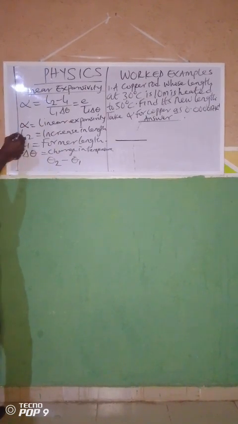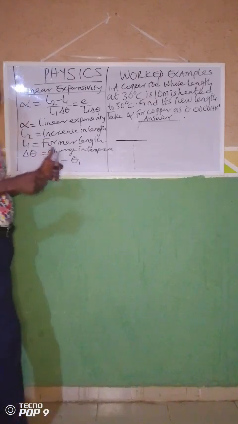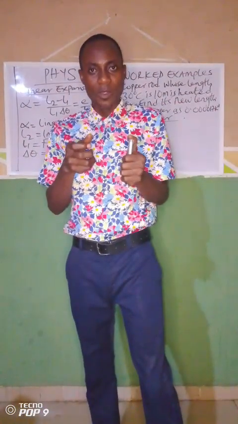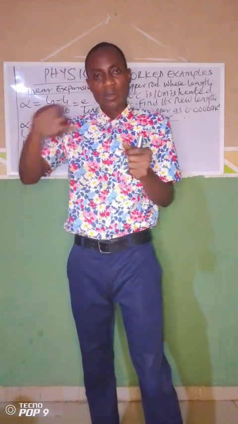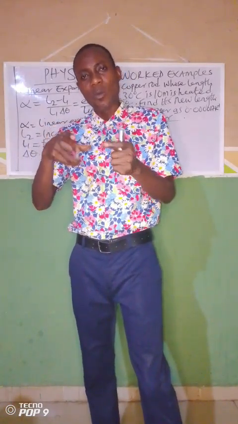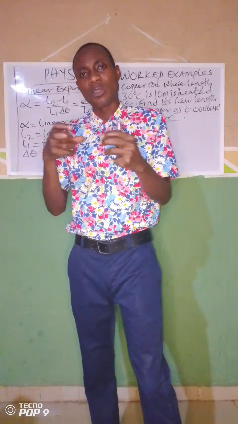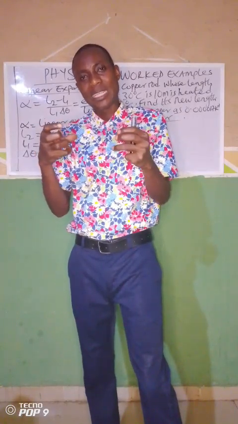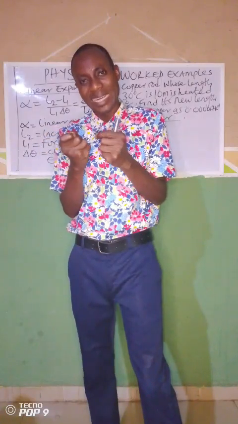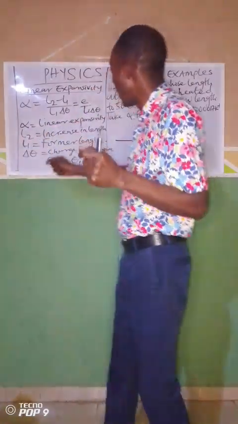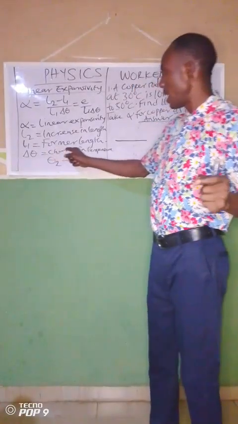L2 means increased length. That is, when you increase the temperature of, say, a glass. Now if you measure the round part of a glass, it can give you 10 meters. But if you add hot water or something hot to it, that glass can expand. That little expansion is what we call the increase in length. Then we have L1, our former length.